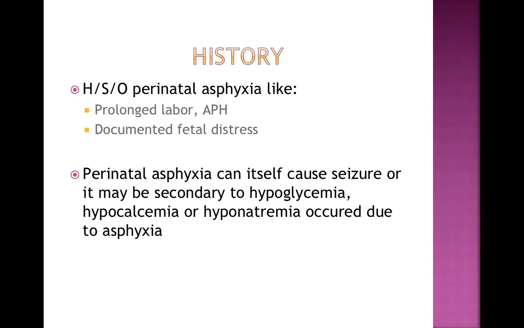Ask about prolonged labor or antepartum hemorrhage. Prolonged labor and antepartum hemorrhage, mainly abruptio placentae, are important causes of perinatal asphyxia. Ask whether the baby was suffering from fetal distress during the birth time or slightly before birth time or not. Okay, fetal distress is one of the indications of hypoxia in the perinatal period.